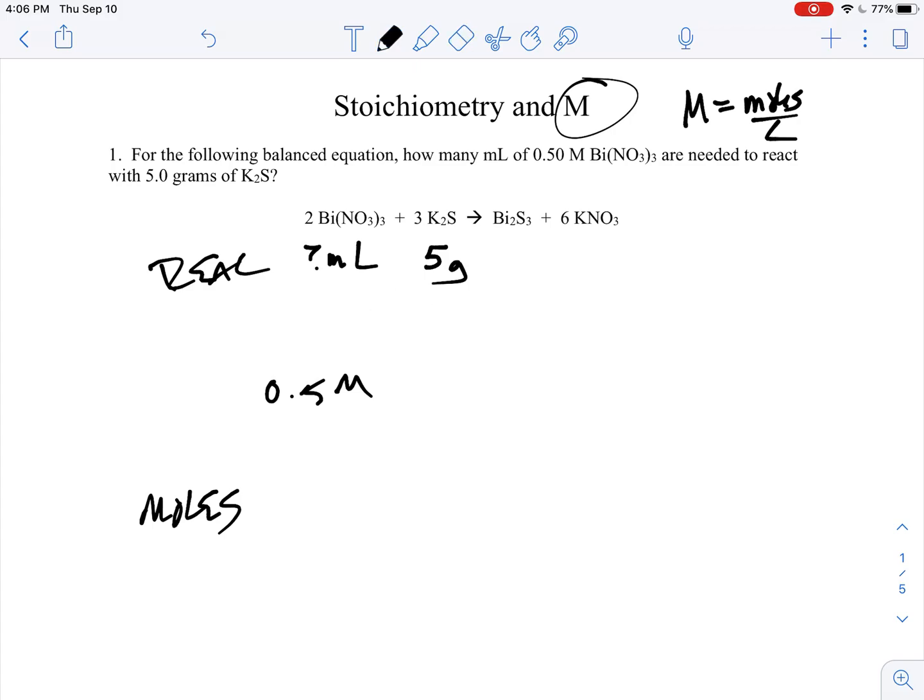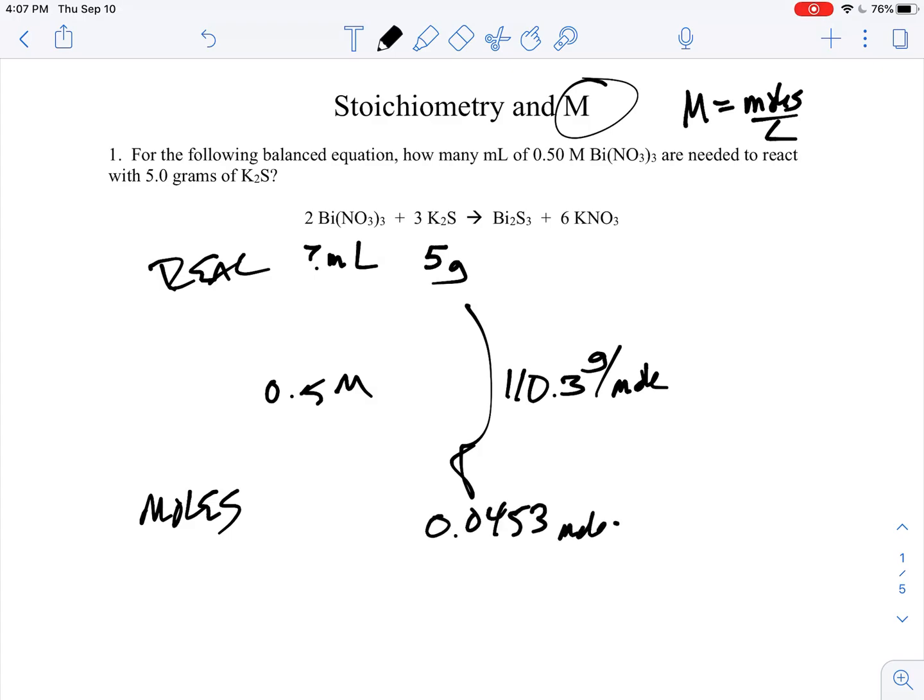So the first thing that you have to do is get from the real world unit to our mole unit down here. That's a gram unit, so you have to divide by its molar mass. And if you add up the molar mass of potassium sulfide, you get 110.3 grams per mole, assuming my math is correct. At that point, you're going to have 0.0453 moles, if I've done my math right. And again, please keep in mind that we're not taking these two things here into account until we do the mole ratio, which we're going to do now.